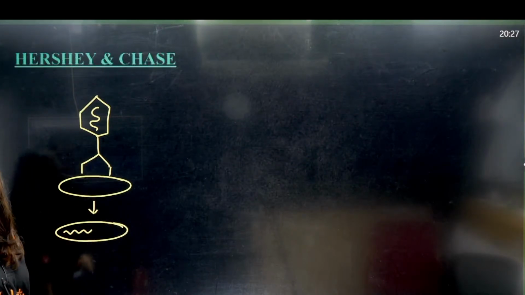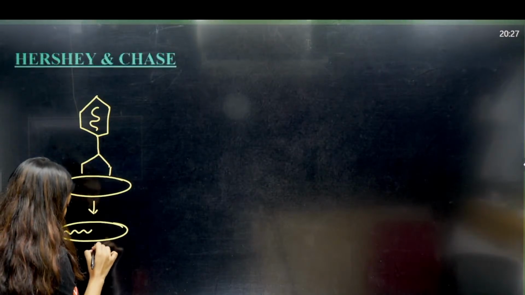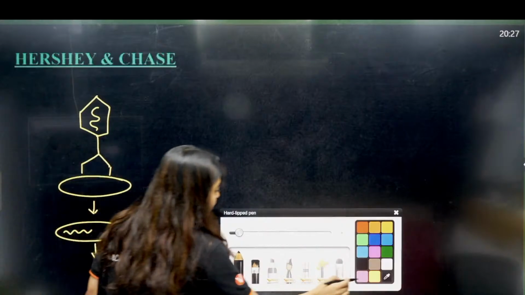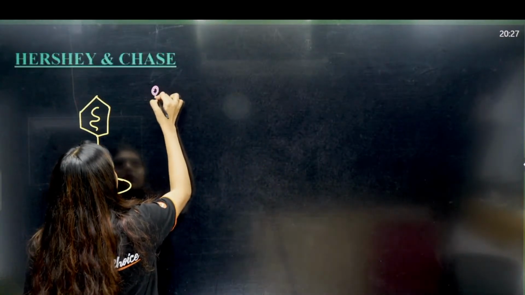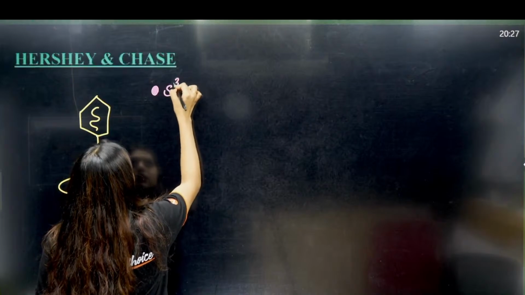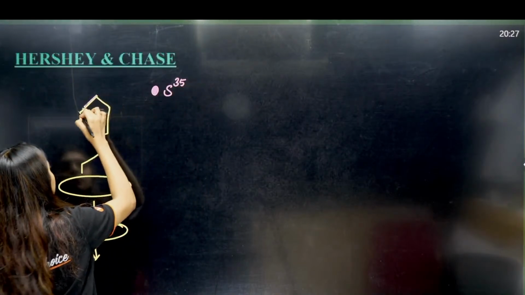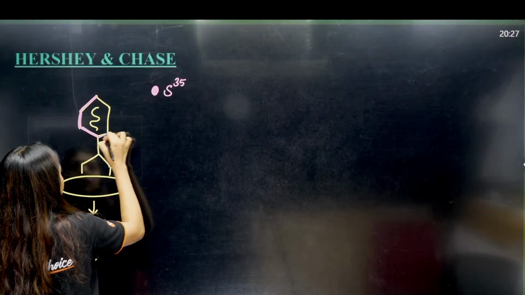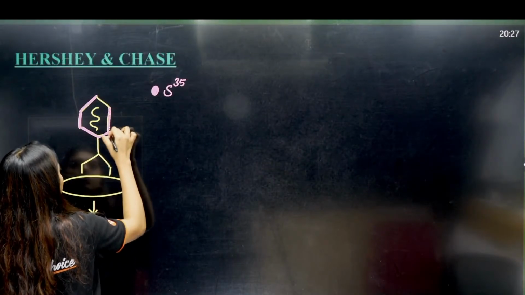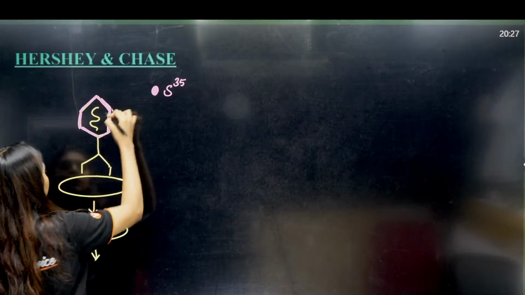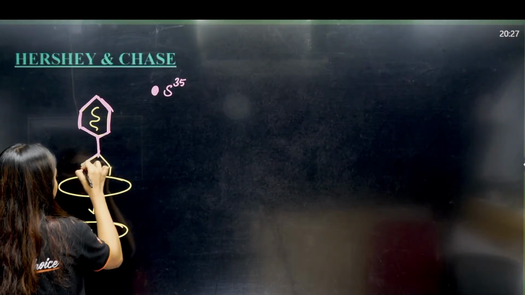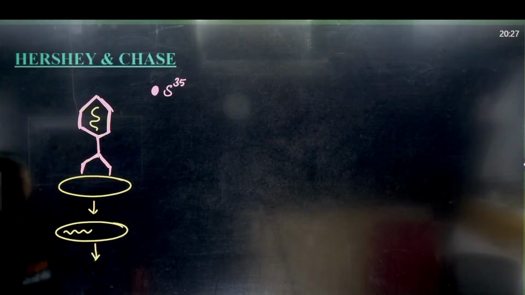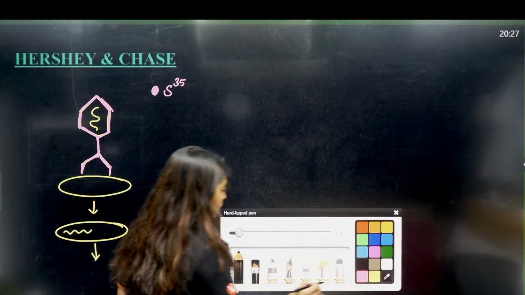After the genetic material is sent inside the cell, we will be able to notice if we have radioactively labeled this. Let's say this is S35. S35 is only present in protein, so it is going to radioactively label only the protein. Correct? The protein coat is going to be labeled. Let's say we took P.